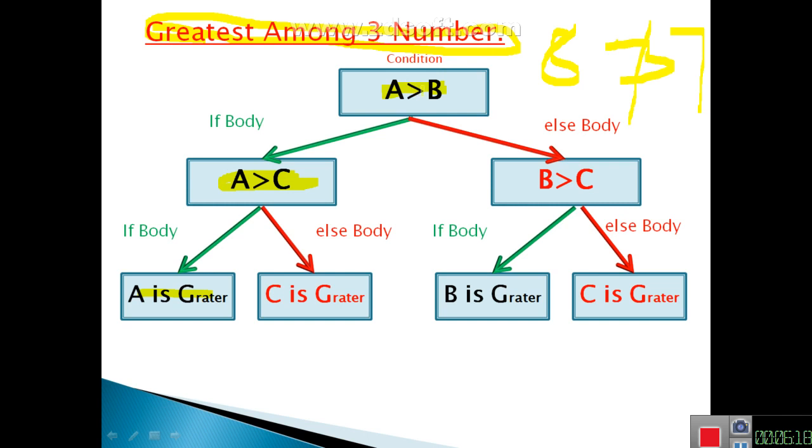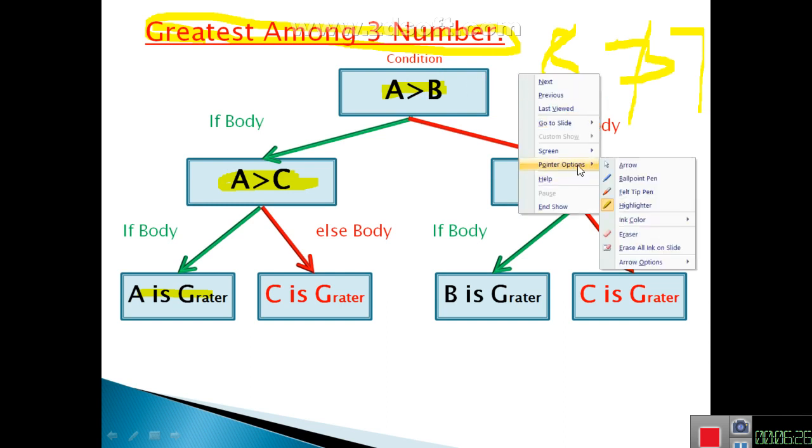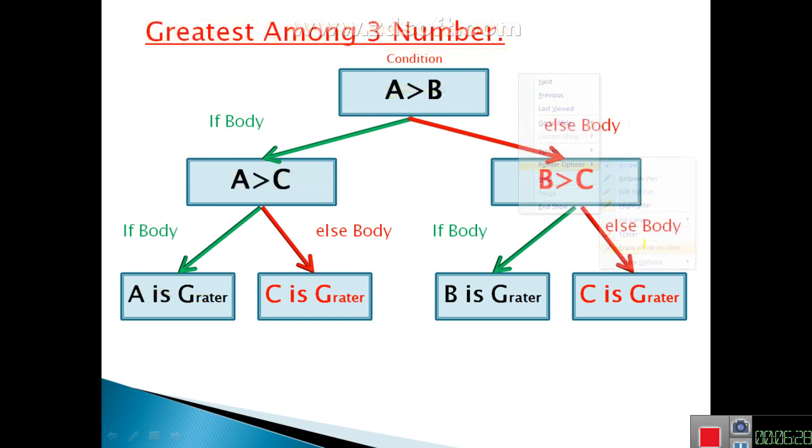Similarly, if you take another example, suppose A is smaller, which means B is greater. Then this particular condition fails. Listen, one more example. I'll try to write it.